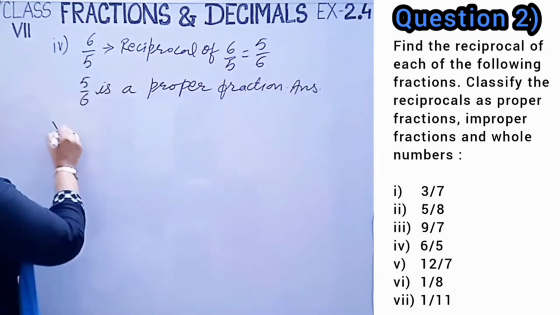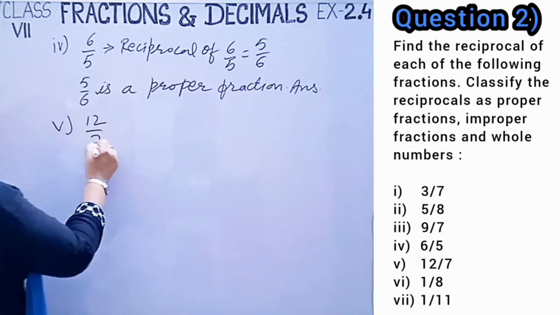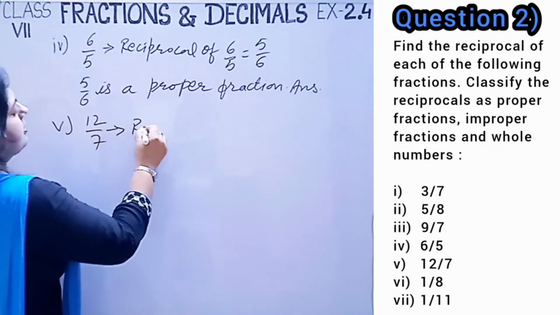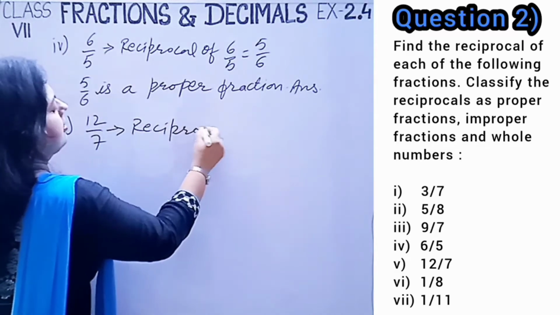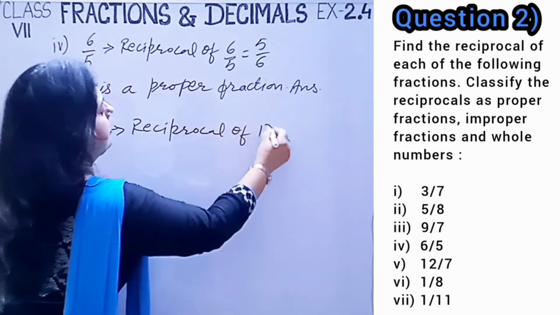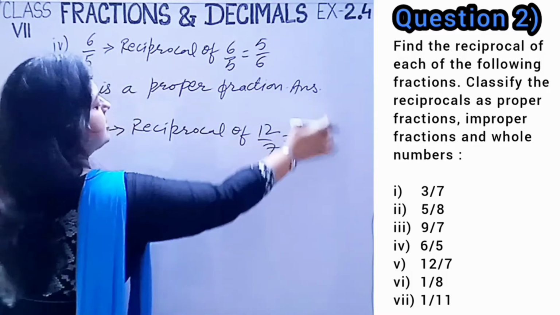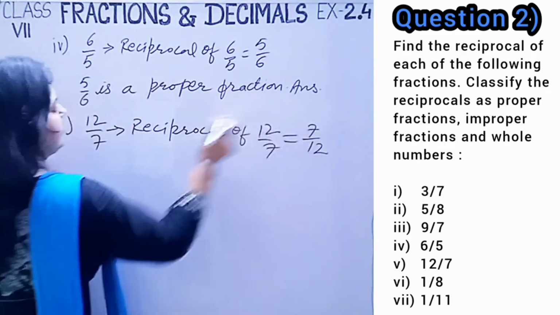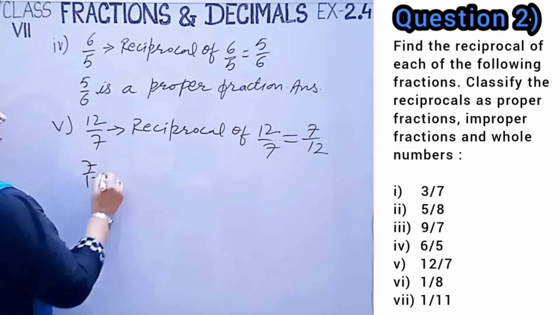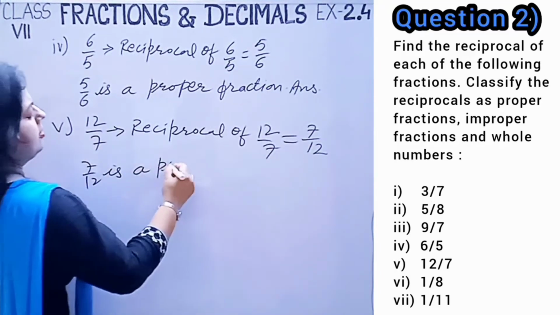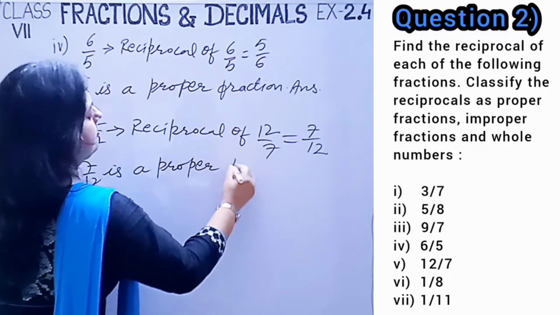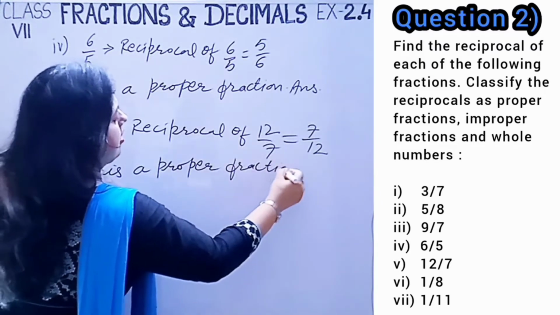Answer. Fifth, 12 upon 7. Now reciprocal of 12 by 7 is 7 by 12. So 7 by 12 is also a proper fraction. Answer.